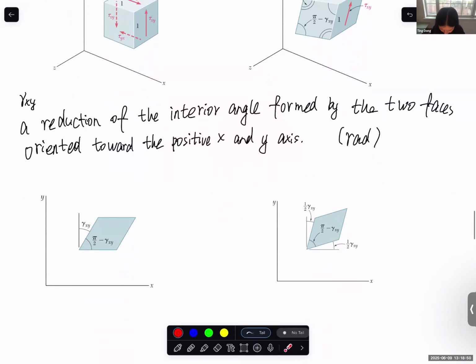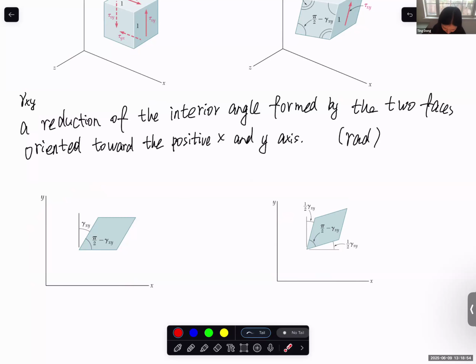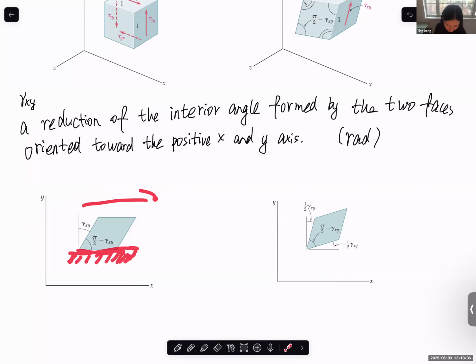A simple situation you'll read about in textbooks is simple shear and pure shear, and sometimes students get confused. Simple shear is when the bottom surface is clamped to a supporting structure and a shear force is applied on top. This is the reduction of angle: originally 90 degrees, after the shear force is applied it becomes this one. This reduction angle becomes the shear strain, and this is considered a simple shear.